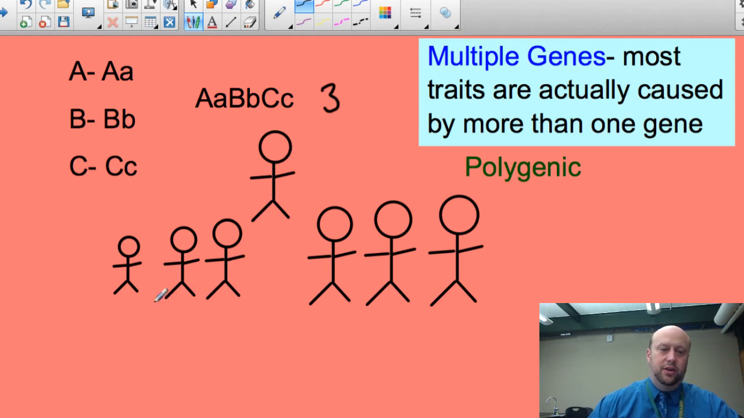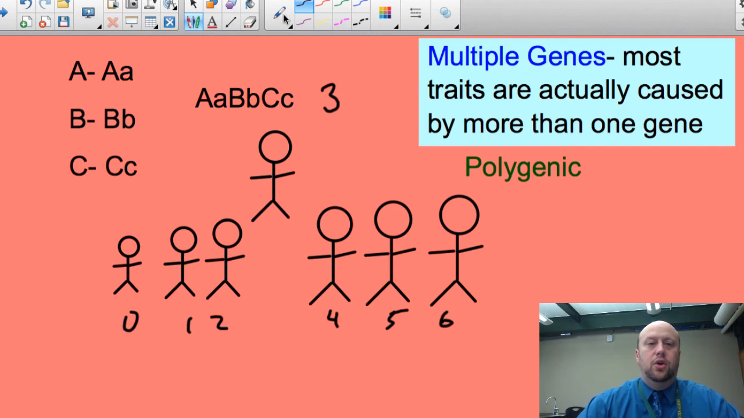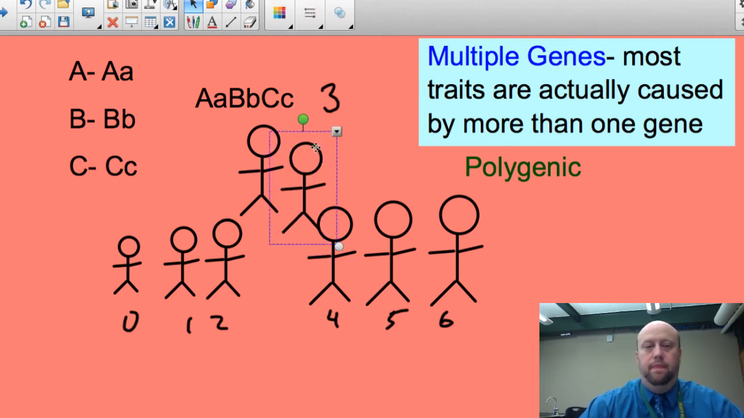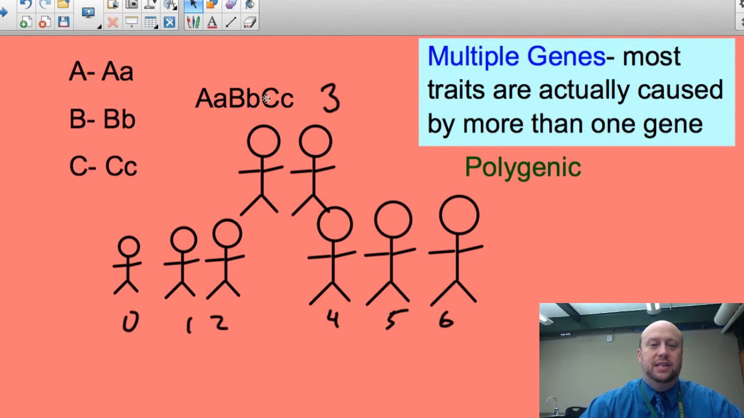Well, let's go down here and let's say that there's a 0 and a 1, a 2, a 3, which is what you are, a 4, a 5, and a 6, okay? So let's say then that you mate and have children with another person that's a 3. So there's 2 of you, and you both have that same genotype, and therefore that same phenotype in that case, and so you're both 3s. Well, does that mean that all of your children are going to be 3s?